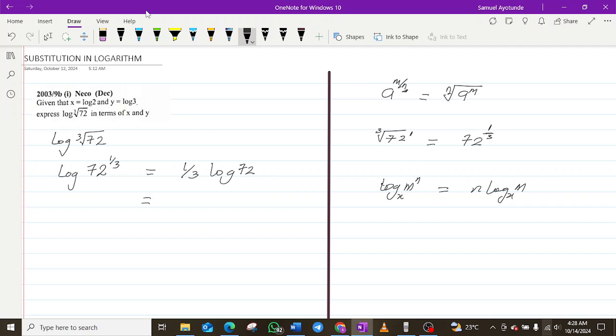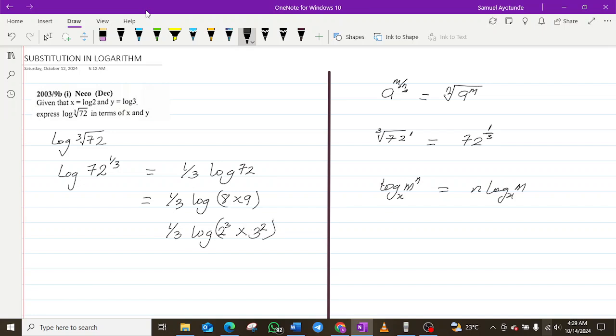So I will simplify 72 till I have a set of multiples of 2 and 3 that will give 72 when multiplied. So if I start with 8 times 9, 8 times 9 will give 72. Then I can further break 8 and 9 down. 8 is 2 raised to power 3, while 9 is 3 raised to power 2. So I have this.